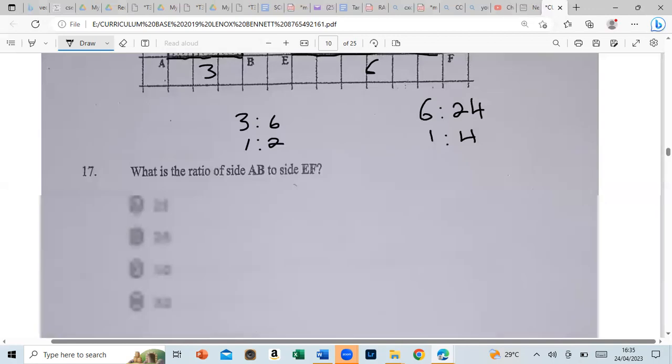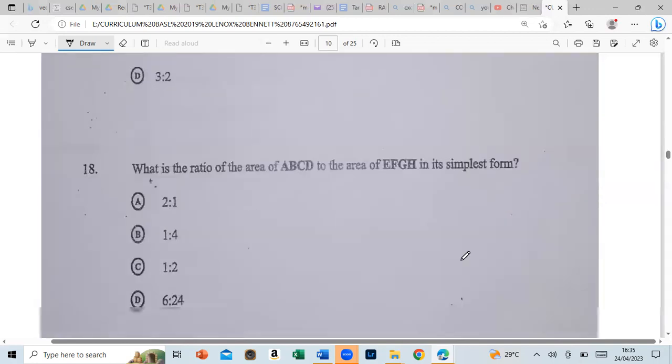I like this question though, 1 to 4. 6 to 24 would not have been in its simplest form. So you have to be very careful, guys. With curriculum based questions, you can make mistakes by not reading correctly. So focus on what you do.